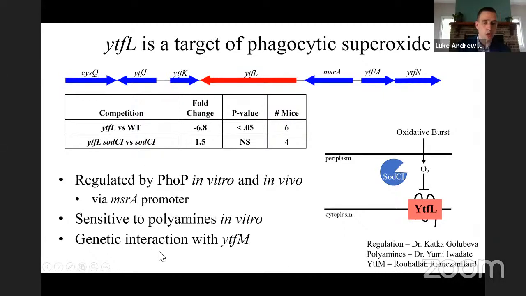And then the last bullet point here, Ruhala, another graduate student in the lab, has been studying the potential interactions of YTFL with YTFM and YTFN. And he's looking at this in light of YTFM and N might function like a BAM complex, and has some genetic interaction data with that. So I think that'll be interesting to really follow up on as well.